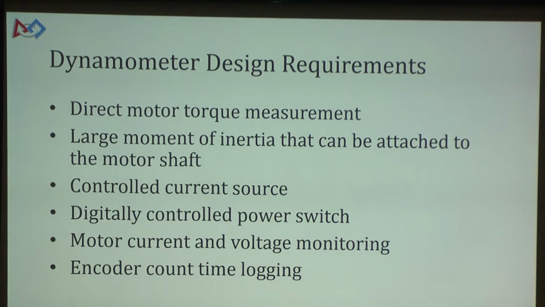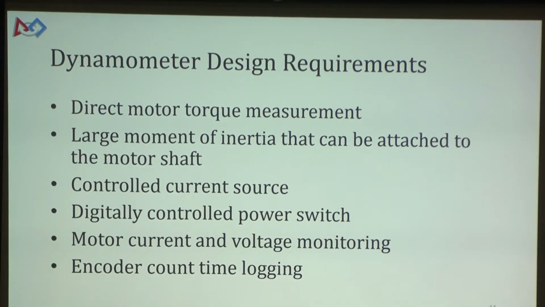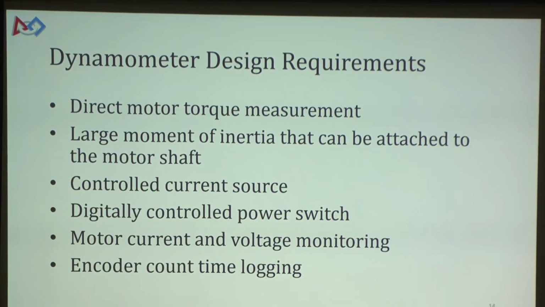In order to get accurate and repeatable results, our dynamometer had to meet certain requirements, and this is what it had to do. It had to be able to measure torque, and it had to have a large moment of inertia. It had to have a controlled current source and a digitally controlled power switch, and we had to be able to monitor current and voltage, and we had to be able to count encoder counts.